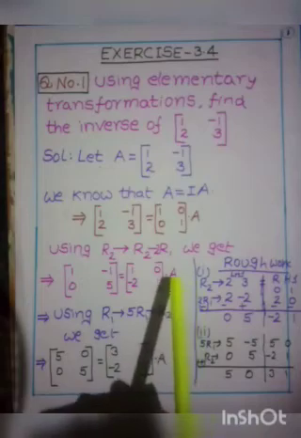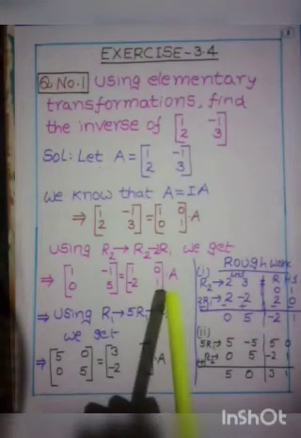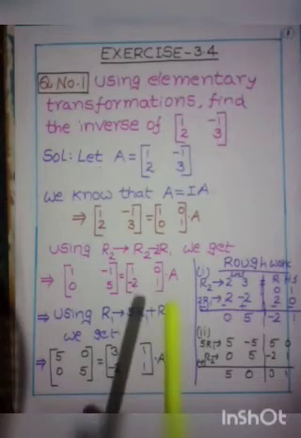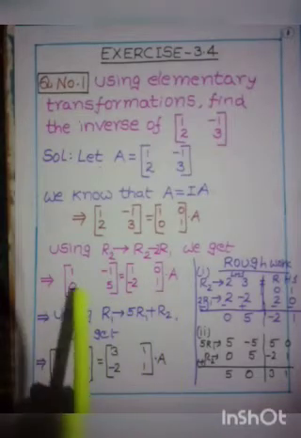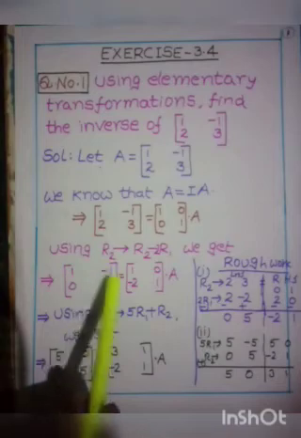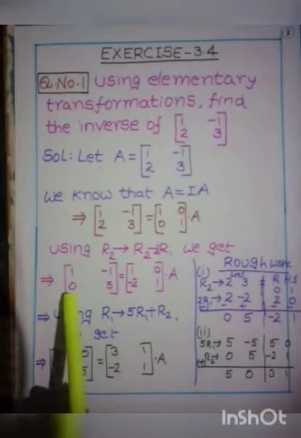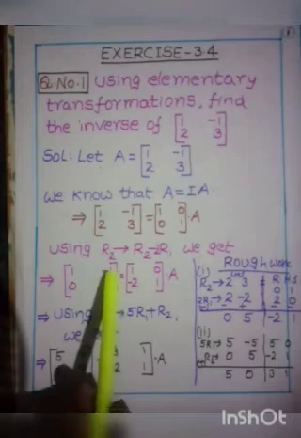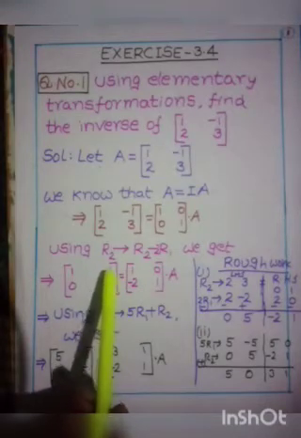We write this letter A as it is. Understood this step, my dear children? Right. This implies now we have made this number as 0. Now we are trying to make this number as 0.